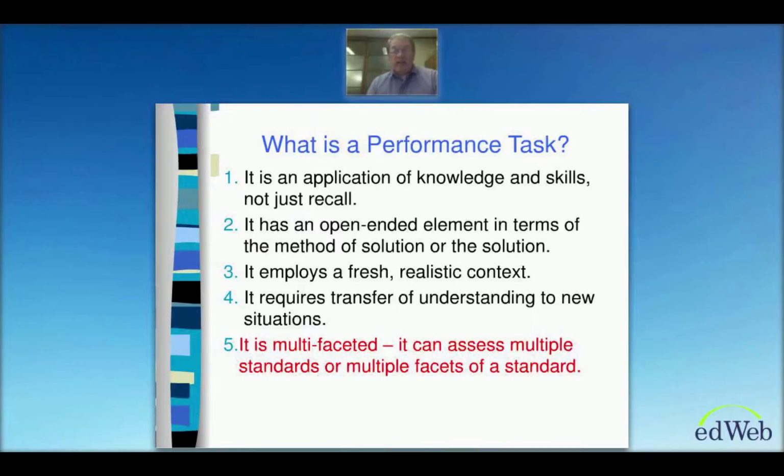Fifth, all performance tasks are multifaceted. It is not just simply one problem, but they tend to access, depending upon where the jurisdiction is where it shows up, either multiple standards or multiple facets of a particular standard. And when I say multiple standards, these are not usually standards that are all over the place. They're usually standards that are part of one cluster of standards within a particular domain. But we'll see some examples of performance tasks that use one approach or the other approach as we go through this.